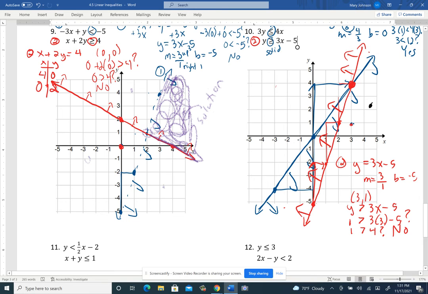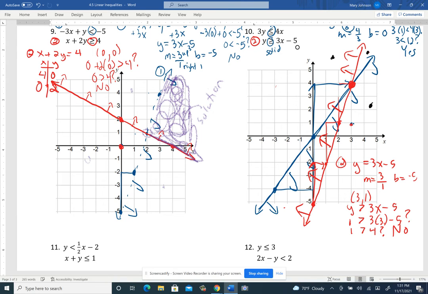If I'm in this region, let me do it in black, only the blue goes into that region. When I'm over to this side, only the red goes there. Neither blue nor red are here.